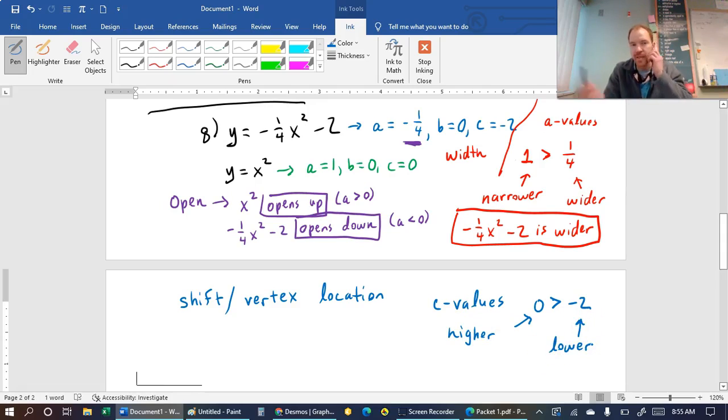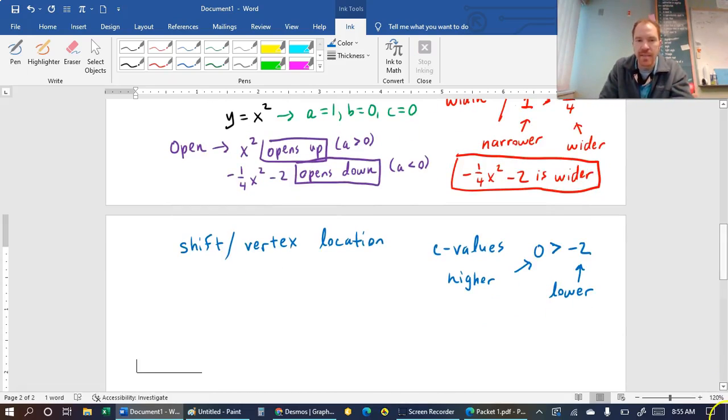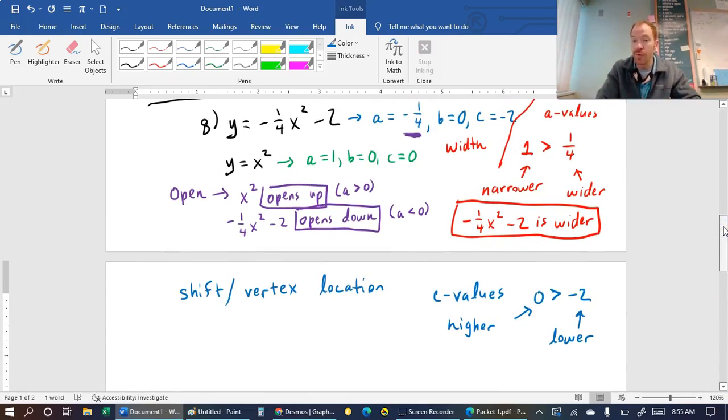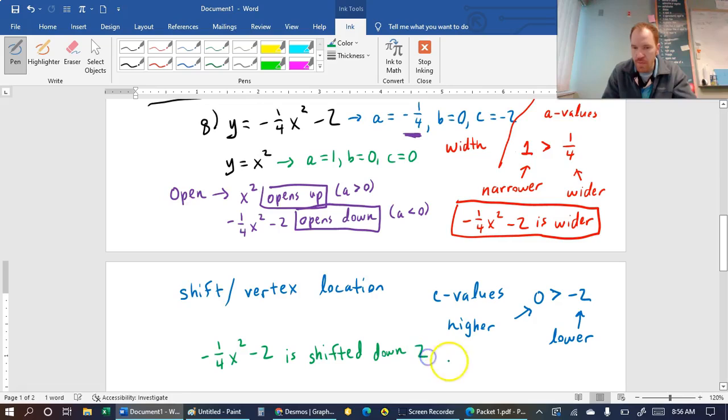So you might say g of x for number 8, that negative 1/4 x squared minus 2, is going to be lower. It's going to have a lower vertex. You could say it's shifted down 2 units. But let's just fill that in, and then we'll check it out on Desmos. So our negative 1/4 x squared minus 2 is shifted down 2 units. Okay, so that's my answer there. We'll box that in.